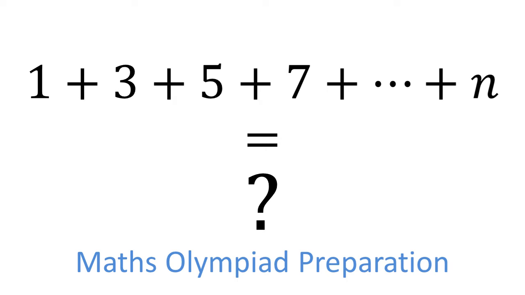What's the sum of all of the odd numbers from 1 up to n? Is there a quick way to do this? We're going to find out.